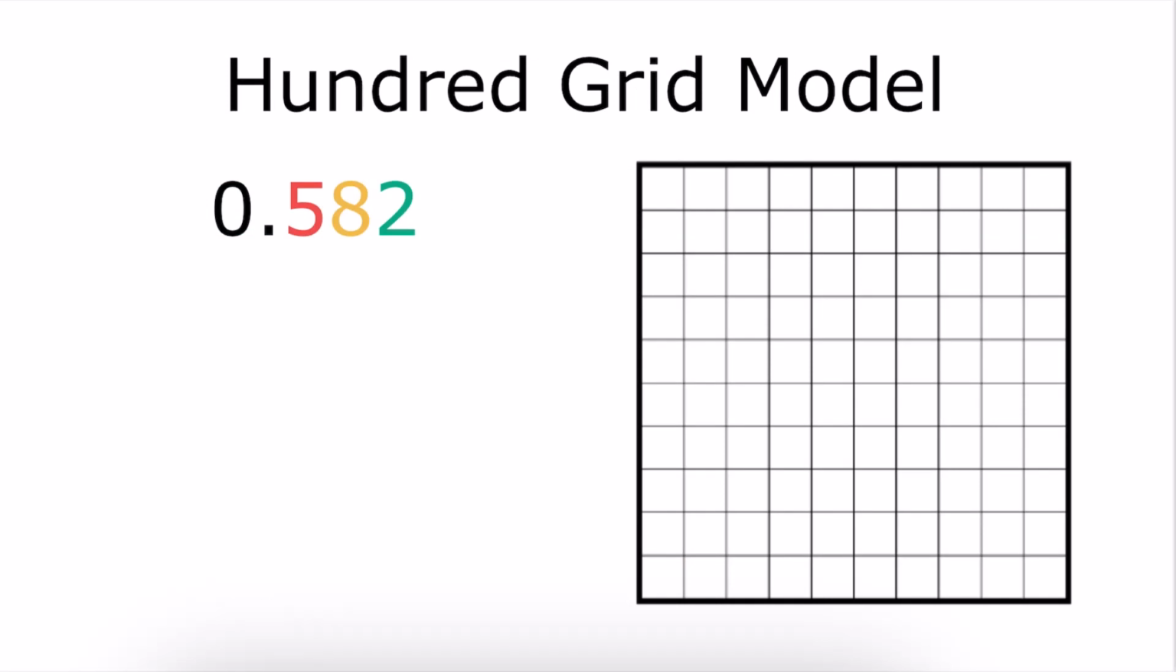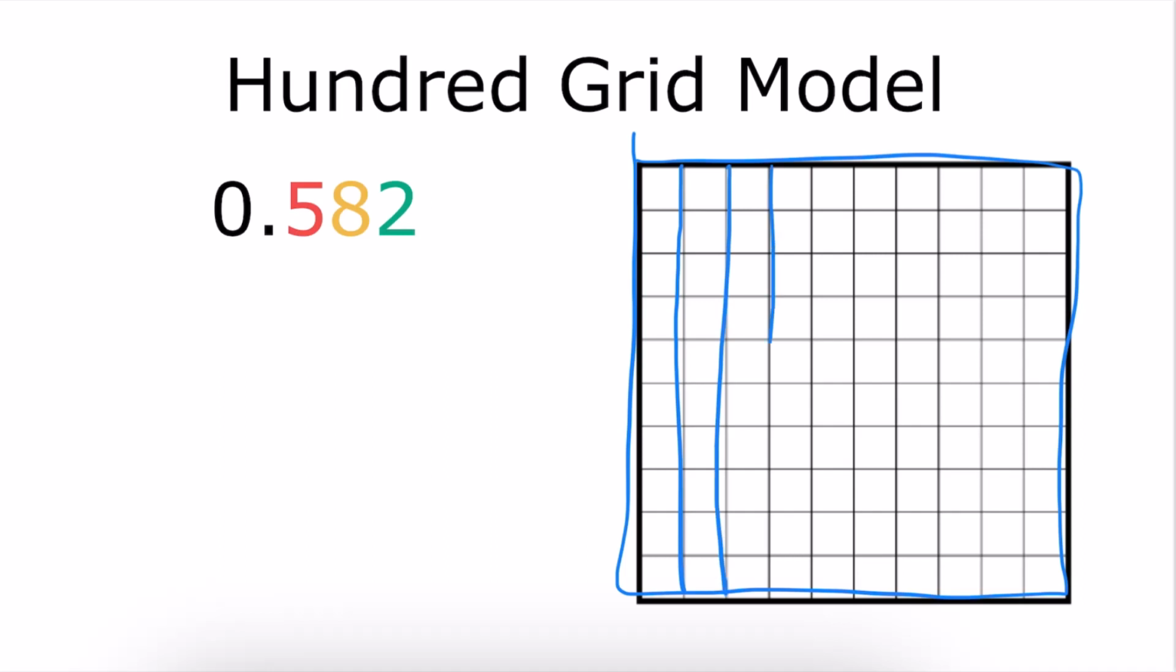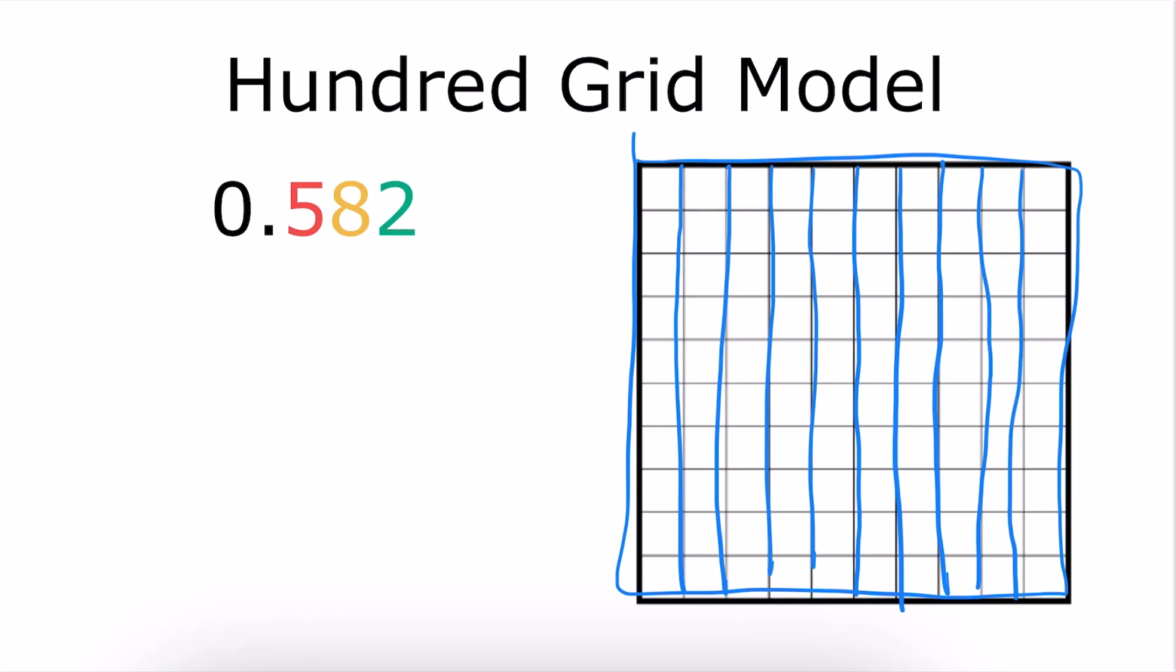And in the 100 grid model, a whole unit is represented by a two-dimensional square. So, we have this two-dimensional square, and the tenths are represented by long, skinny rectangles that you get when you split this square up into 10 pieces. So, each one of these long, skinny rectangles represents a tenth. And then if we cut those into 10 pieces with these horizontal lines, those are going to represent hundredths. And you can see that there would be 100 of these little squares inside of this big square.